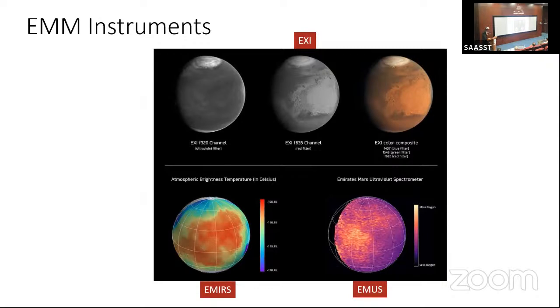So you can see the EXI images at the top at the different wavelengths. You can see the RGB images at the far right for EXI, and then you can see the temperature data of EMIRS at the bottom left, and the EMUS oxygen intensity in the bottom right. So these are examples of the data that we get from Mars and from the different instruments from EMM.